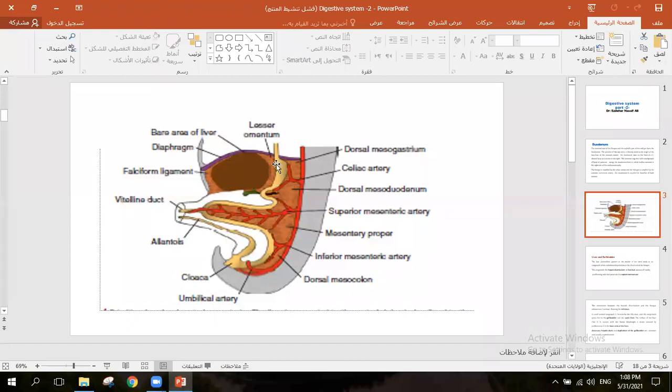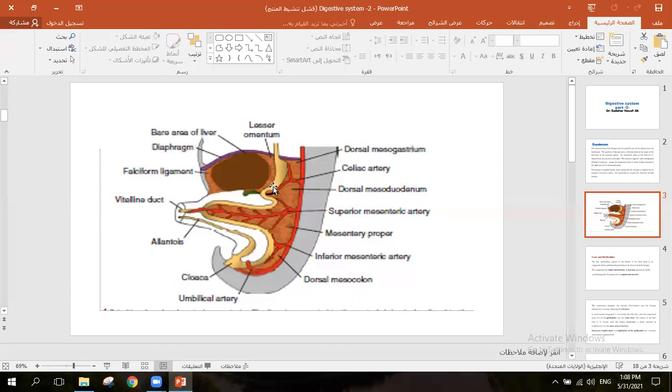And then celiac artery supplies the stomach. Superior mesenteric artery supplies the midgut, and the duodenum will get branches of both arteries. This is the duodenum.